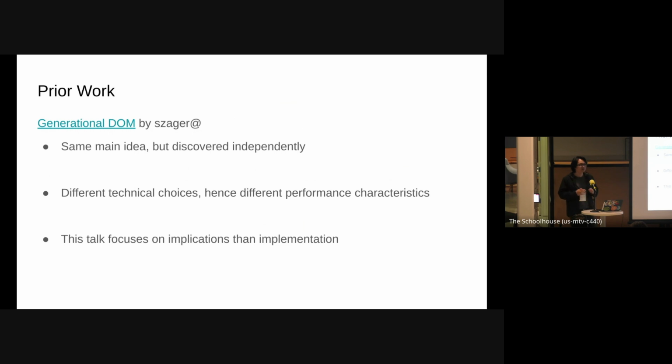This is not a completely new idea. A few years ago, Stefan made a talk on generational DOM, which is also about parallelizing the main thread. The main idea is the same, but it was discovered independently. I didn't talk to him until a few days ago, when I learned that he made this talk. There are some different technical choices, which lead to some different performance characteristics. I believe this version leads to a higher level of parallelism, and also some interesting use cases.